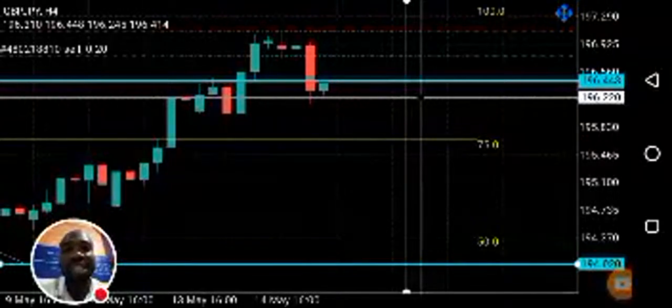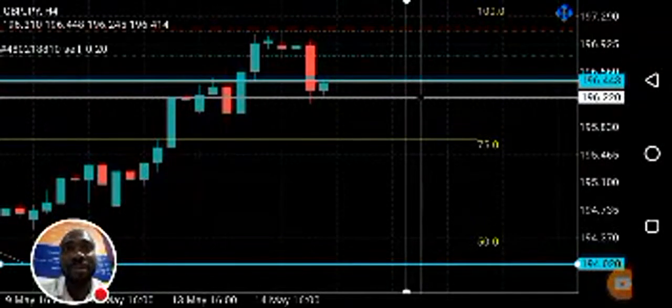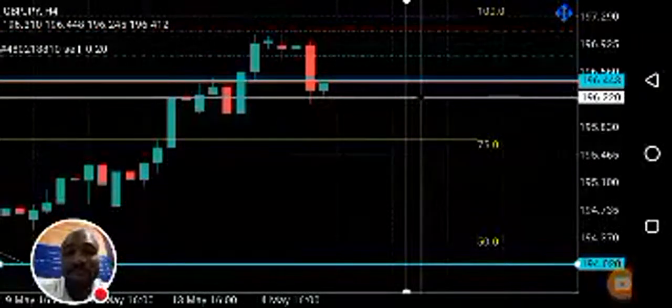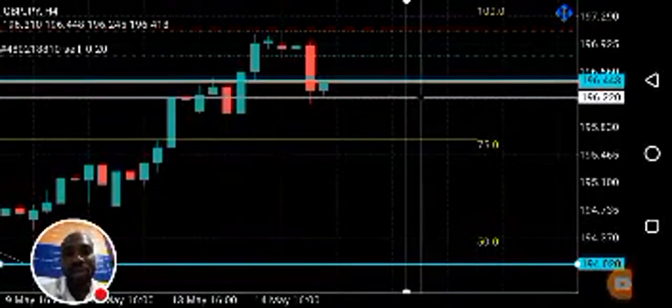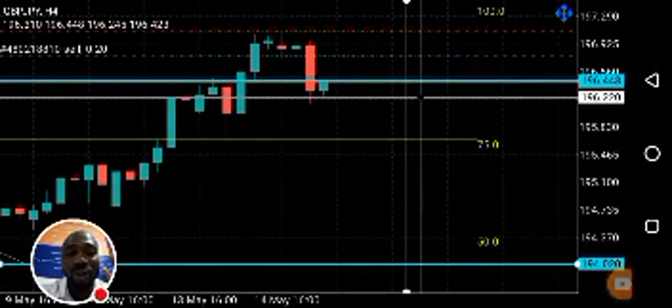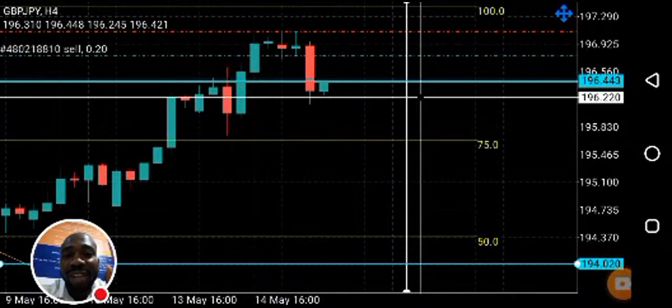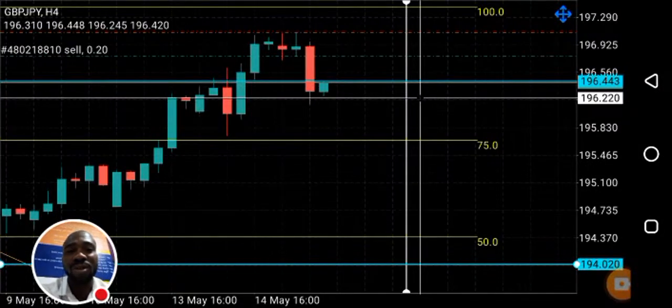Risk and money management is the key. The reason your account is not growing is that your risk management is very, very poor. You are risking $5 on a trade, you see $1 profit, you close it. You are risking $10 on a trade, you see $2, you close it. That is why your account is not growing.